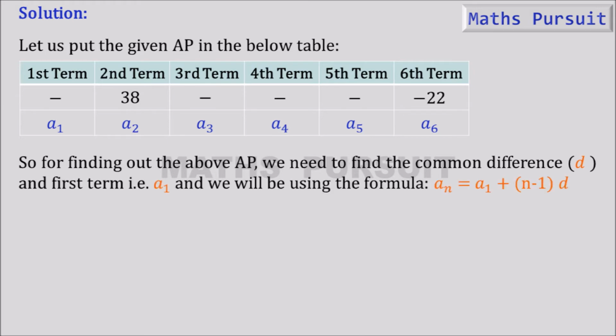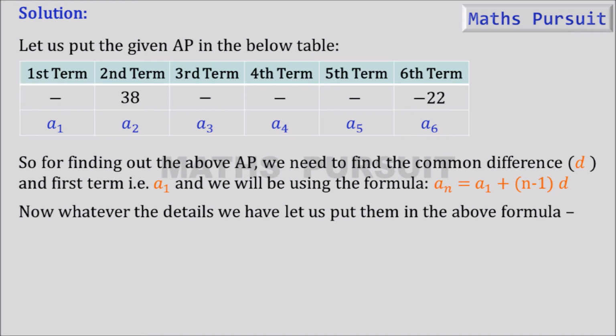Now for finding out the above AP, we need to find the common difference D and first term, that is A1, and we will be using the formula An is equal to A1 plus n minus 1 into D. So guys, it is quite sure that we need to first of all find out the common difference as well as the first term, then only it would be easy for finding the missing terms. And guys, we will be using the formula An is equal to A1 plus n minus 1 into D. So this is one of the most important formulas that we are using throughout this arithmetic progression.